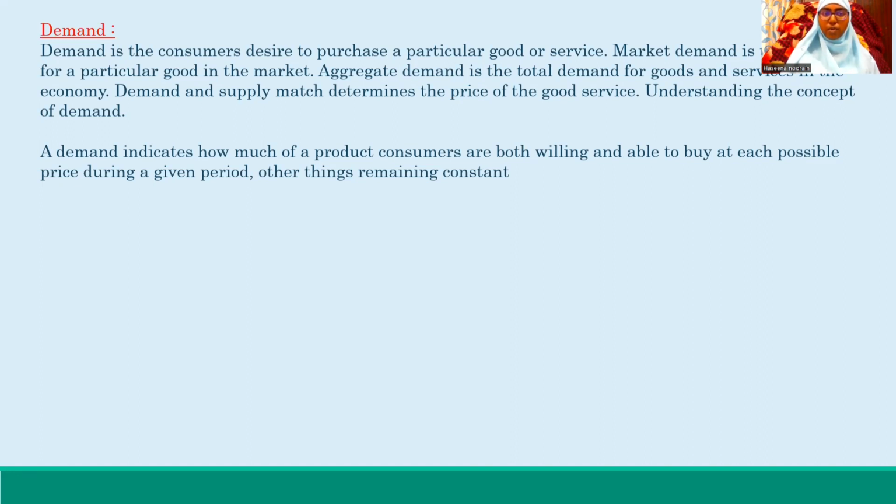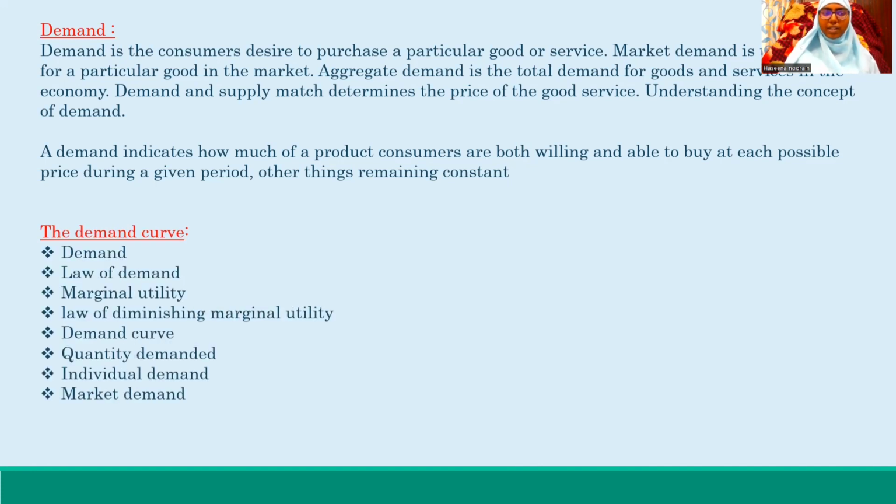Demand indicates how much of a product a consumer is willing and able to buy at a possible price in a given duration, while other things remain constant. Now let us study what a demand curve is. In a demand curve, we can see certain points such as demand, law of demand, marginal utility, law of diminishing marginal utility, demand curve, quantity demanded, individual demand, and market demand. These impact how a customer creates demand in the market and how the production process occurs.